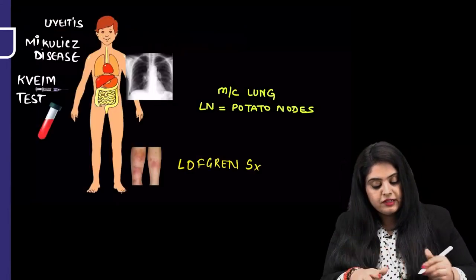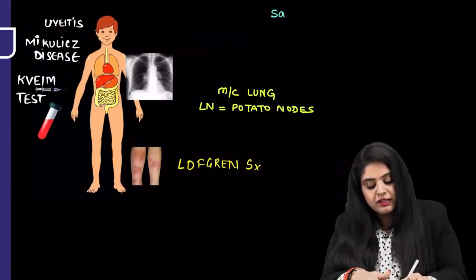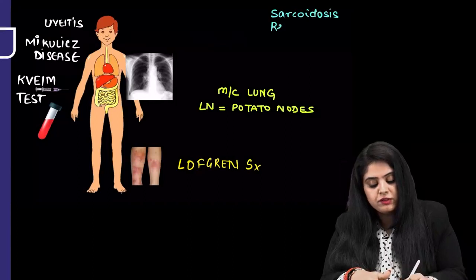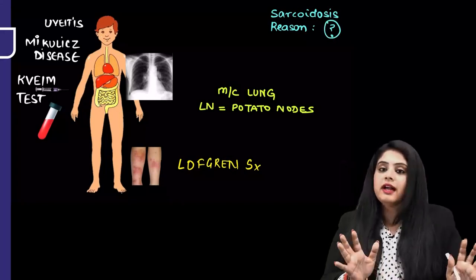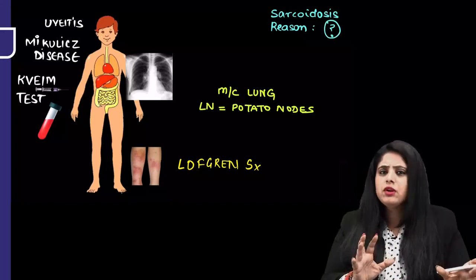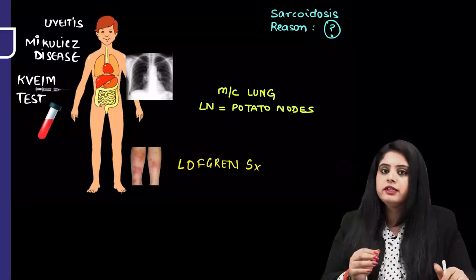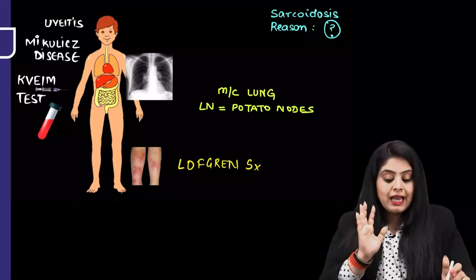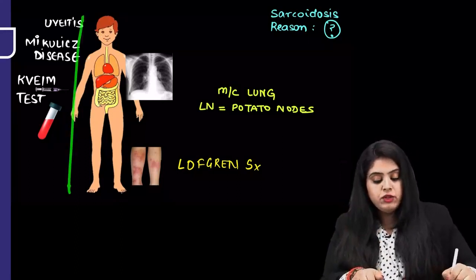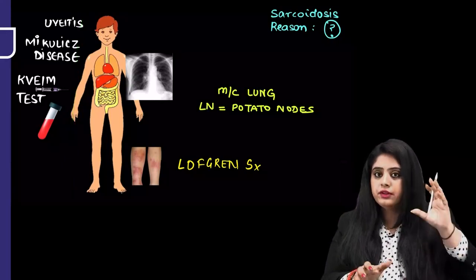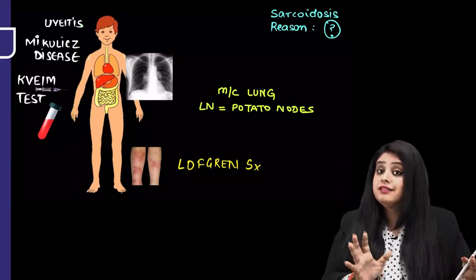This is a classical case of sarcoidosis that I have in front of you. So what is sarcoidosis? If I ask you what is the reason for sarcoidosis, you will put a question mark in front of it, because the exact reason is not known. It is something immunological, but what is not known. Okay, so nothing that I have to learn. And as you can see, I've made a full human body. It is a head to toe disorder. It is a multiple organ disorder, multi-system disorder.